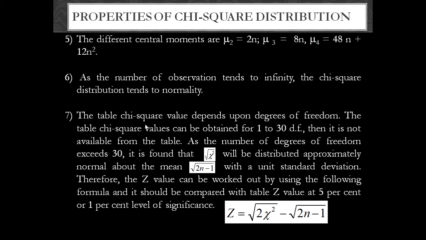Now just like the T distribution, this chi-square also depends upon the degrees of freedom. If you want to refer to the table value of chi-square, you need degrees of freedom, and the values are given in the table for 1 to 30 degrees of freedom. If it is more than 30, you can utilize this formula. That means the chi-square value is converted into Z form, and then the Z value, that is 1.96, is to be utilized.